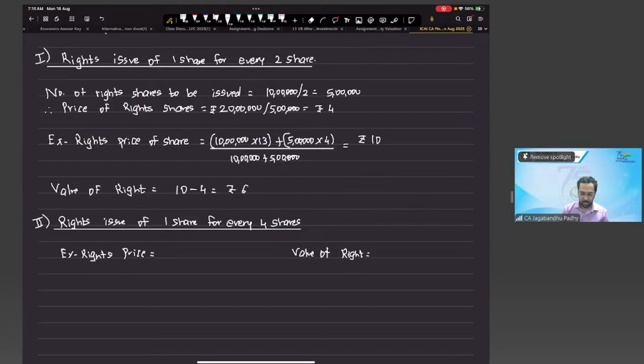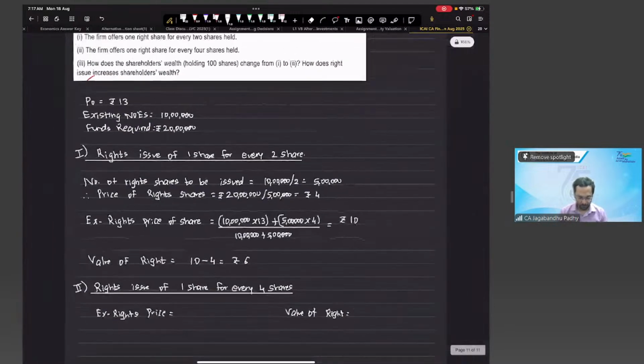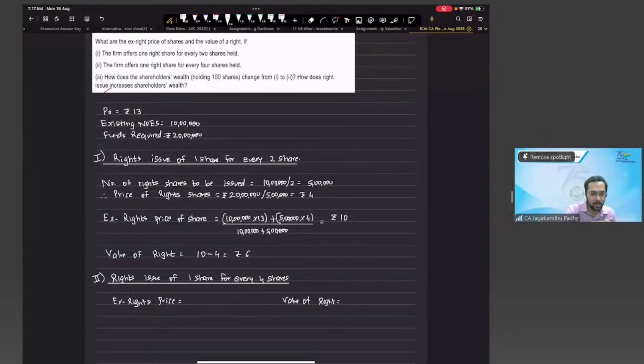Give me the X rights price and the value of the right. Tell me what will be the X rights price and the value of right if it is one share for every 4 shares. Do the same calculation that we did in the first part and get the answer for the second part, guys.